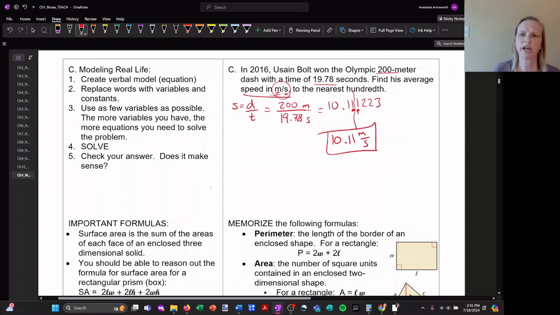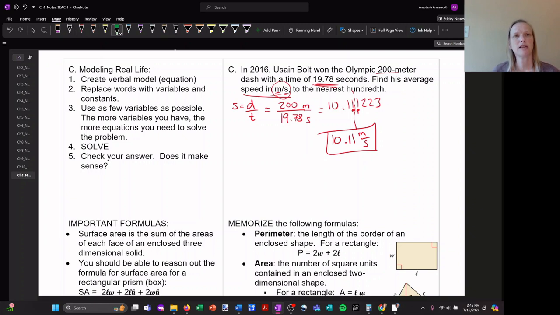And then checking your answer just to see if it makes sense. If he's going 10 meters-ish in 1 second, then he will go 200 meters in 20-ish seconds. And that is, in fact, what we see here. So always check your answer to see if it makes sense, if it's in the realm of sensible answers.